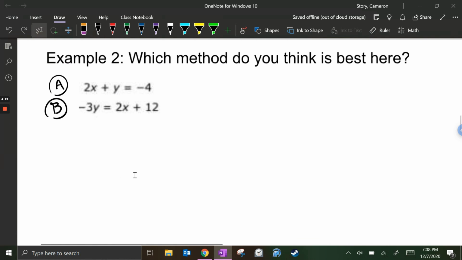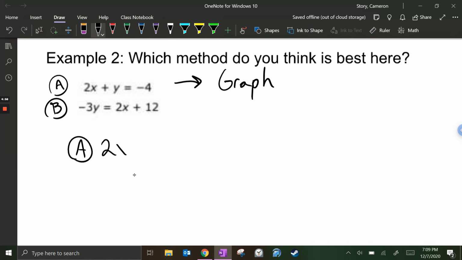For this next example, we're going to choose which method we think is best. First of all, if we wanted to use substitution, we would need an isolated variable. We could make that happen, but it's not looking like too good of a method right now. Elimination is feasible if we were to rearrange these a little bit. But the easiest option here, even though it might not seem that way, is to graph. And yes, that does mean that I'm going to have to solve equation A for y.